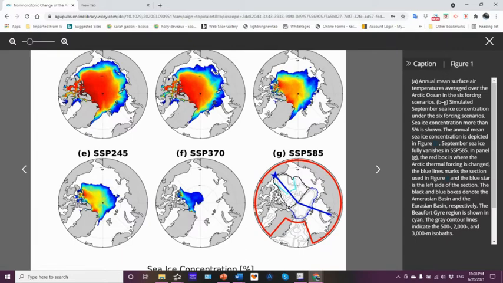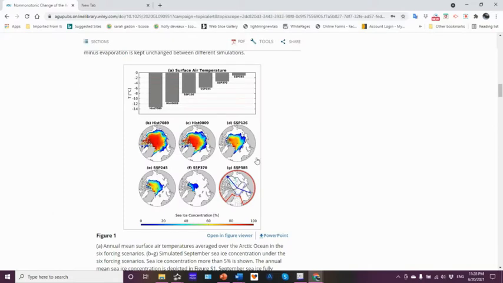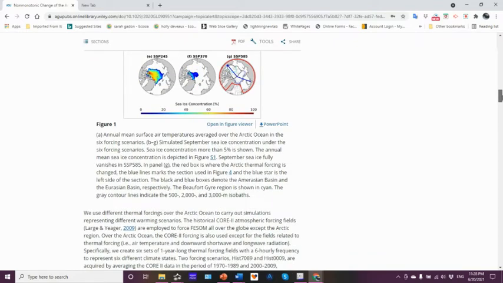So they explain the annual mean surface air temperatures averaged over the Arctic Ocean in the 6 forcing scenarios. And they take it from there. So the blue star is the left side of the section, so that's basically the Mackenzie River. When we look at some of the later diagrams, the blue star is basically the starting point. So that's what's going on. These are the 6 different model scenarios that they're doing.